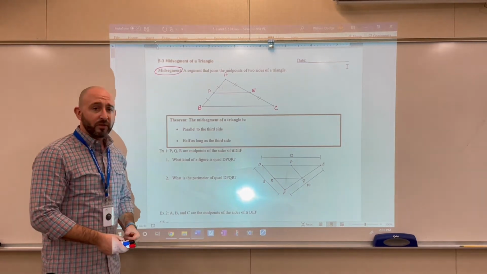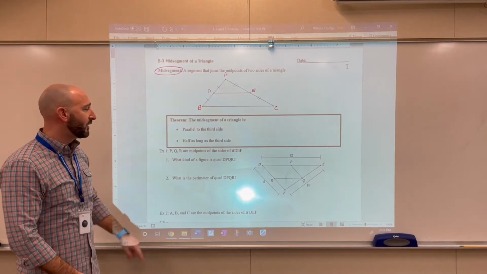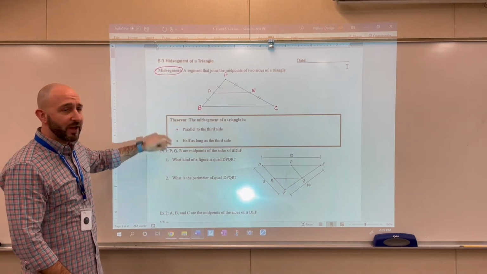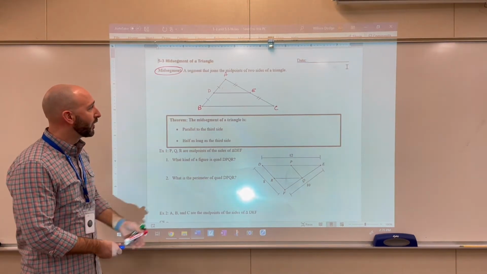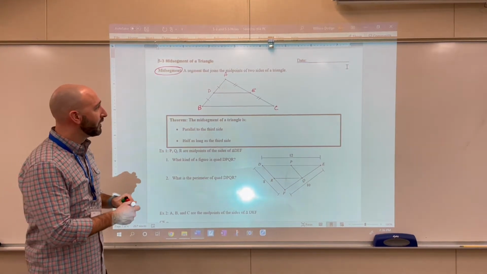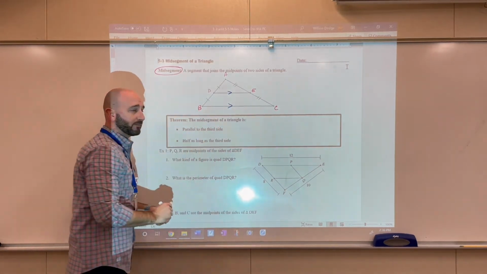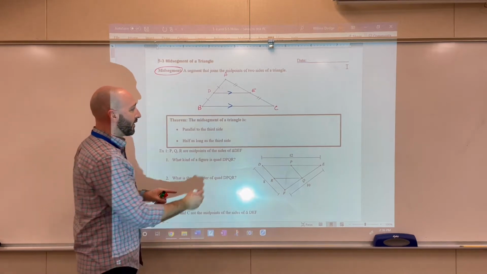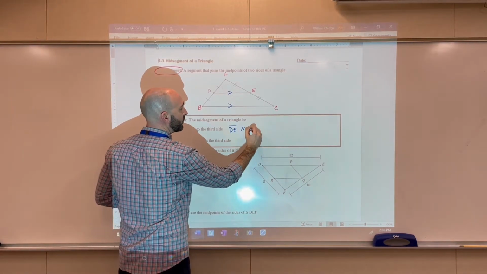Now let's talk about some properties. So a theorem, the mid-segment of a triangle is parallel to the third side, and it's also half as long as the third side. So if we look back up at this diagram, DE would be parallel to BC. And then the other thing, actually we can just write that down here. So DE is parallel to BC.